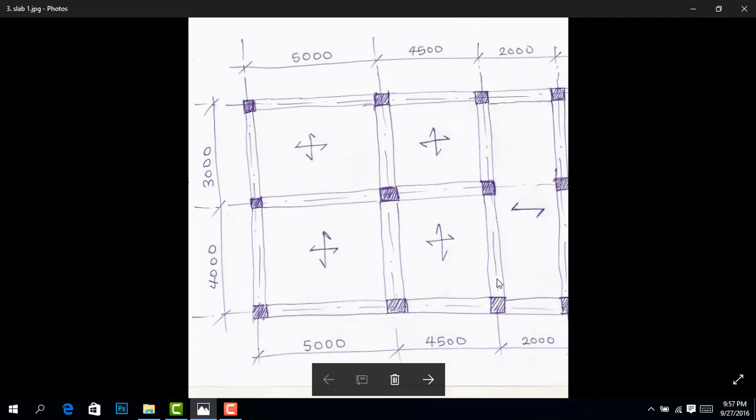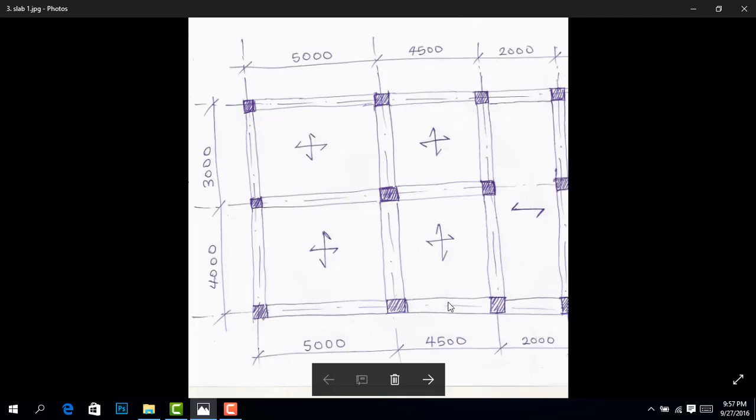So what's the difference? In the one-way slab, your main reinforcement runs parallel to the short span. If you look at the direction of this arrow, it shows your span and how your reinforcement will run on your slab. Then this other part will just be the distribution bars.